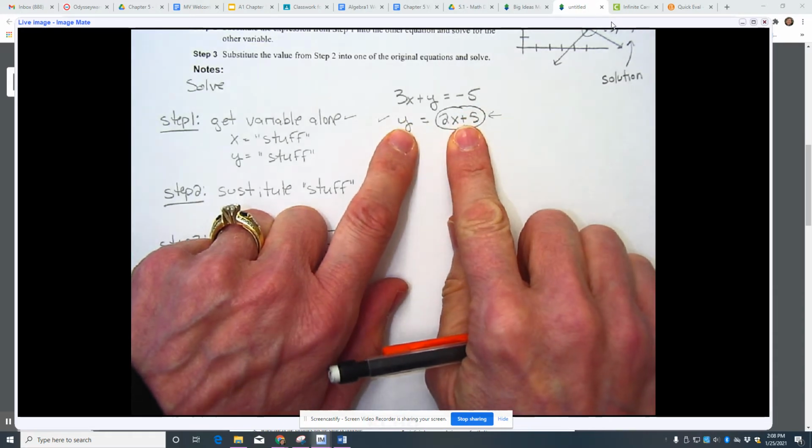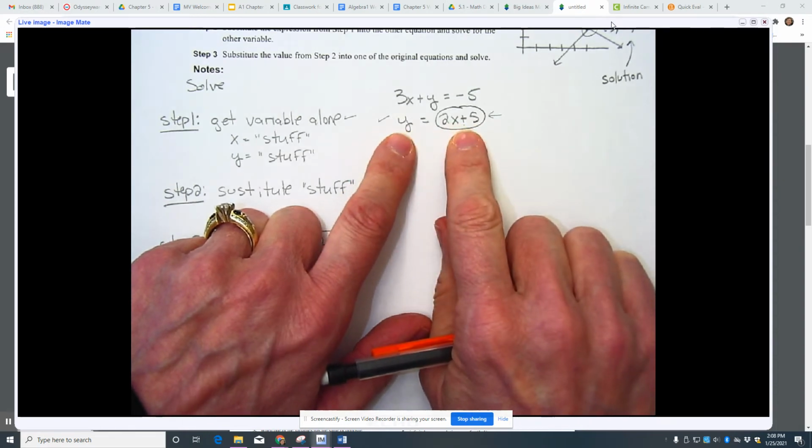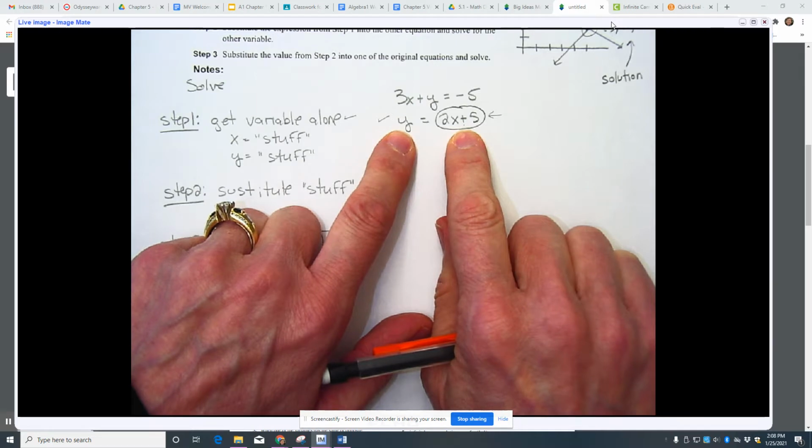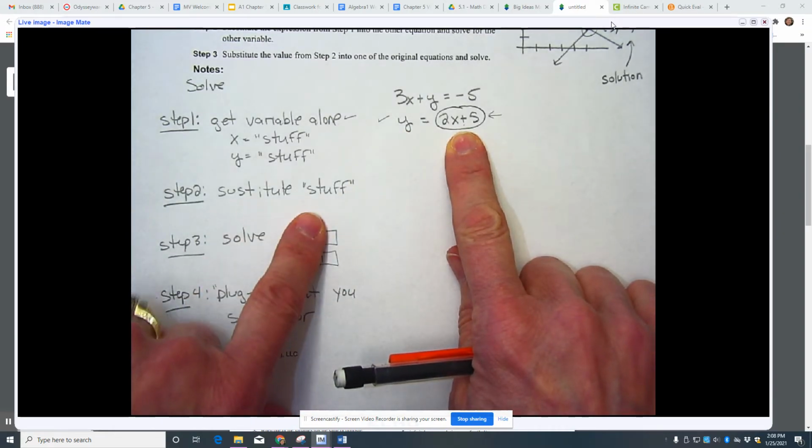2x plus 5 and y are equal. It says so right there. So that means where there's a y, I could replace it with a 2x plus 5. That is the substitute the stuff part.